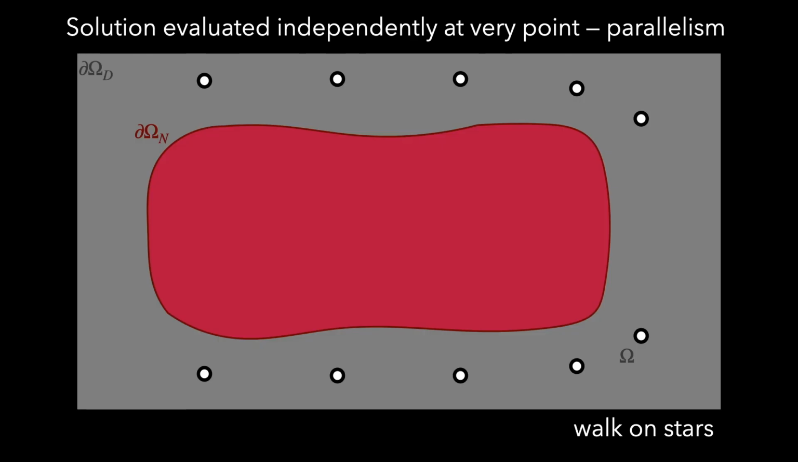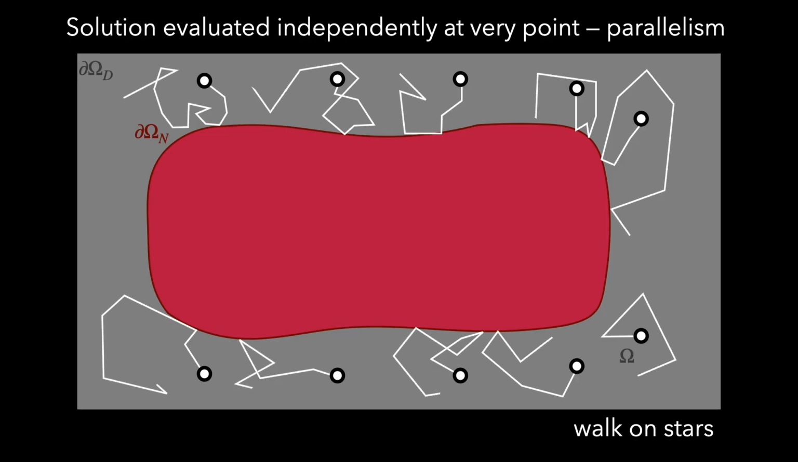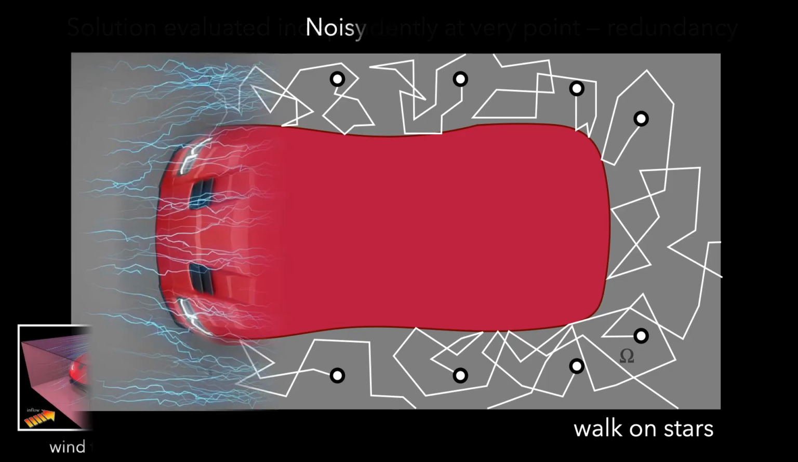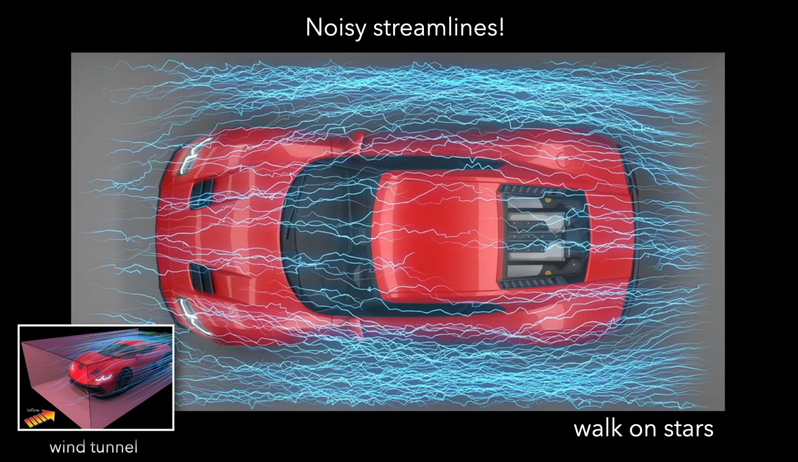A key characteristic of the Monte Carlo solvers we've discussed so far is that they estimate the PDE solution independently at every point in the domain. This makes them easy to parallelize, but since there's no sharing of information across walks, we end up with a lot of redundant computation, especially if the solution needs to be evaluated densely over the entire domain. These solvers also suffer from noise, which is typical of most Monte Carlo algorithms, as shown here in this potential flow simulation in a wind tunnel.